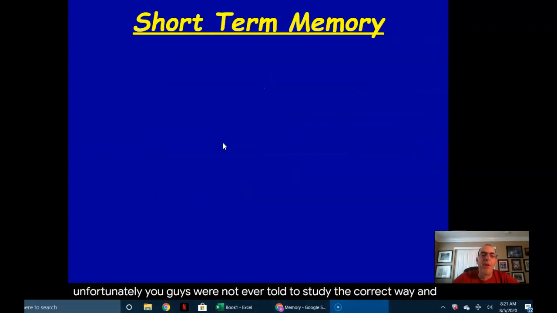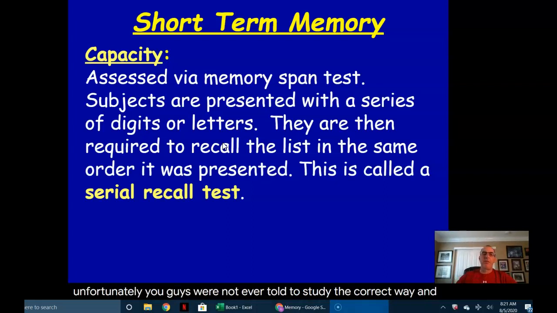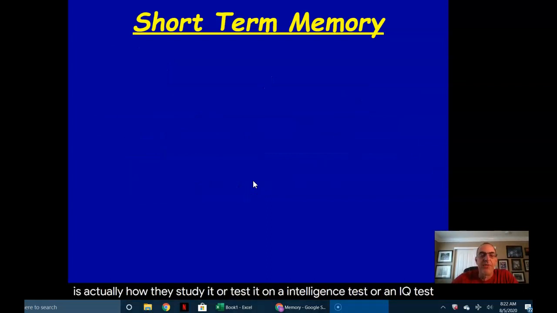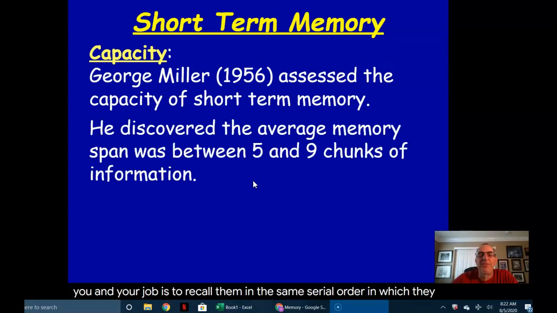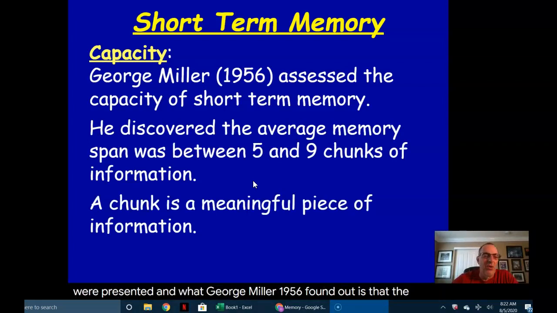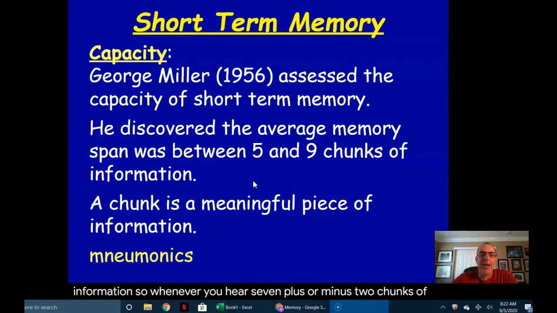And then finally, for capacity, what happens here is that to study the capacity of short-term memory, we give what's called a serial recall test. This is actually how they study or test it on an intelligence test or an IQ test. And so what happens is that the tester will read off a series of digits to you, and your job is to recall them in the same serial order in which they were presented. And what George Miller in 1956 found out is that the average memory span is only 5 to 9 chunks of information, where a chunk is a meaningful piece of information. So whenever you hear 7 plus or minus 2 chunks of information, that is what's known as your memory capacity.